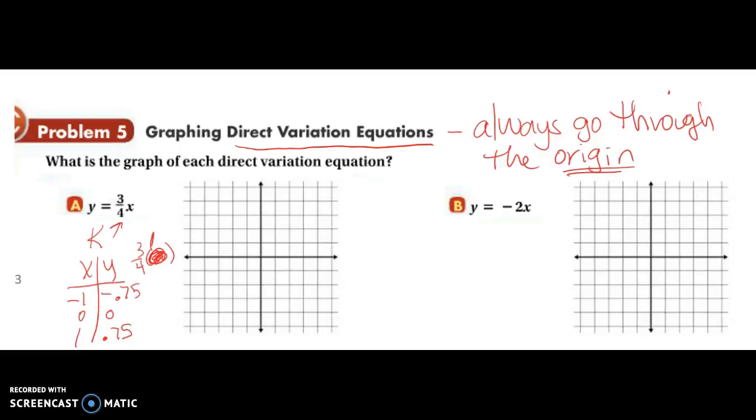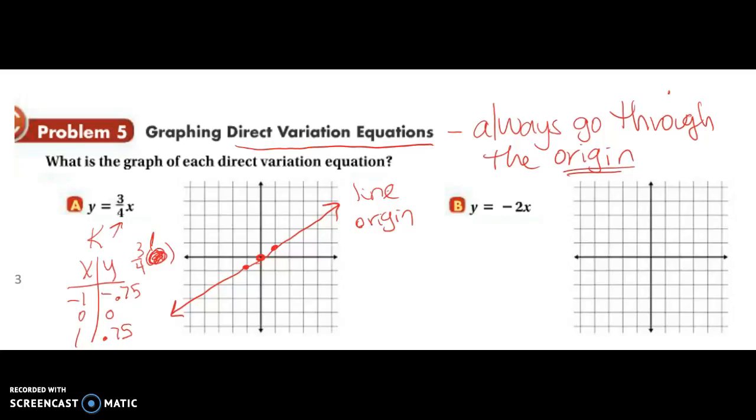Now let's plot the data. At -1, I'm at -0.75. At 0, I'm at 0, and at 1, I'm at positive 0.75. You could connect the dots in a nice straight line. So notice this direct variation equation is a line that goes through the origin. And that's the graph of this equation.